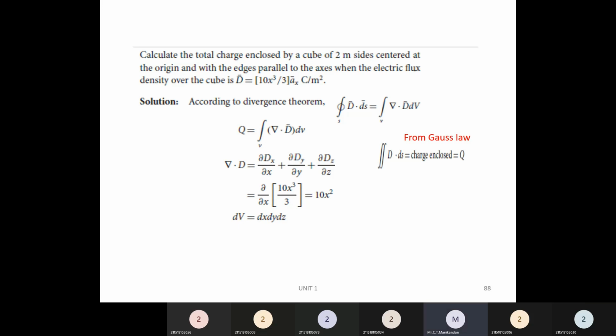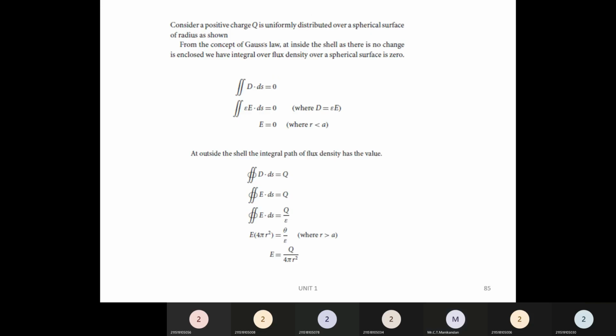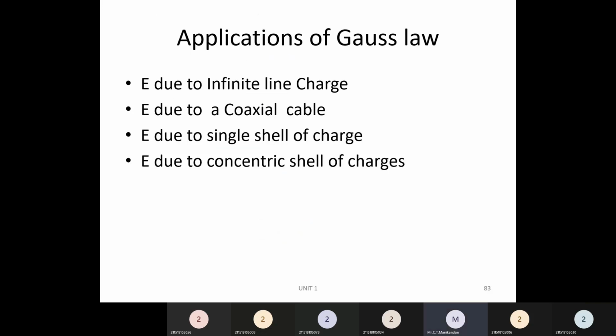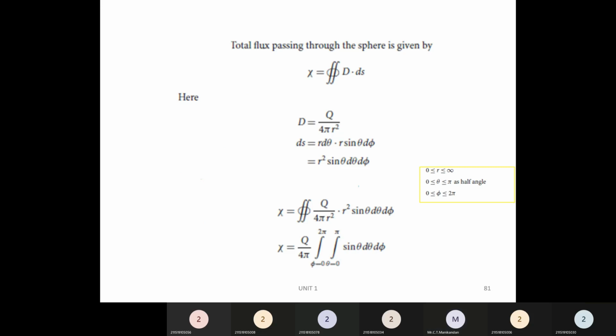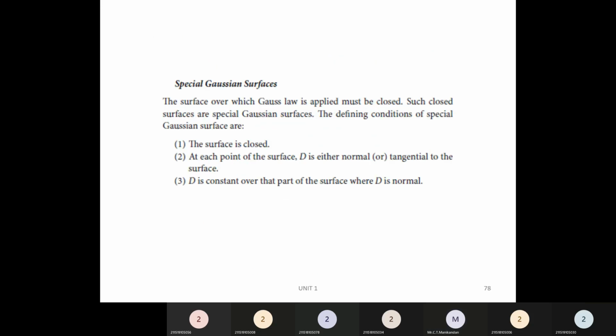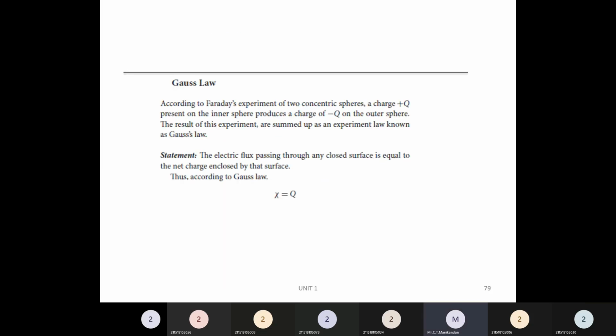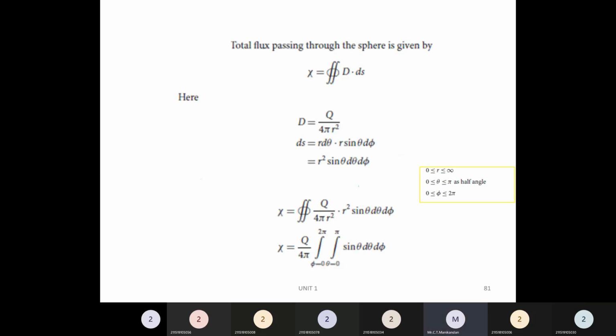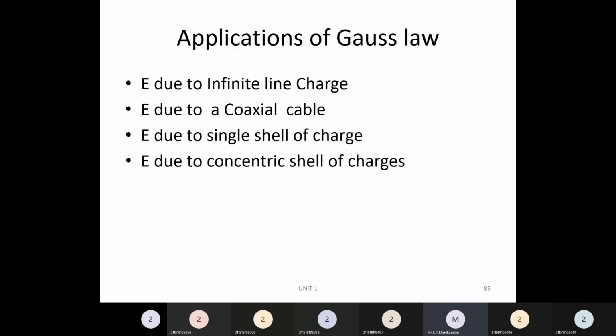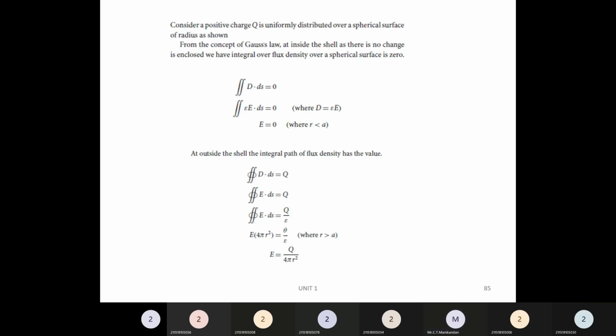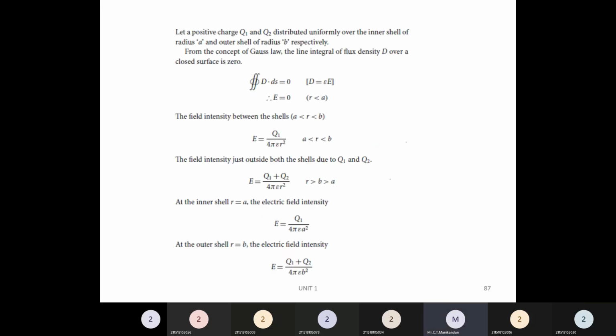And also you know the concept that del dot D is nothing but rho V. Here we have written rho V into dV. So this rho V is nothing but del dot D. Divergence of the electric flux density is what we call the volume charge density. Very, very important concept.